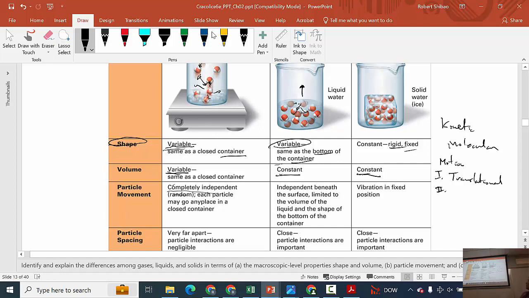The next type of motion is called vibrational motion. And here, thinking of these as ball and stick is easier because the atoms themselves can vibrate relative to one another. As for the water molecules, the hydrogens can vibrate back and forth. And the third type of motion is called rotational motion.